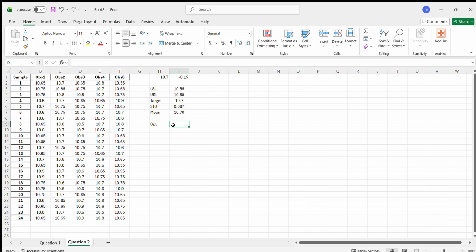Okay, so like I said, it is the mean minus the lower specification limit over 3 times the standard deviation. Comes out to 5.82.